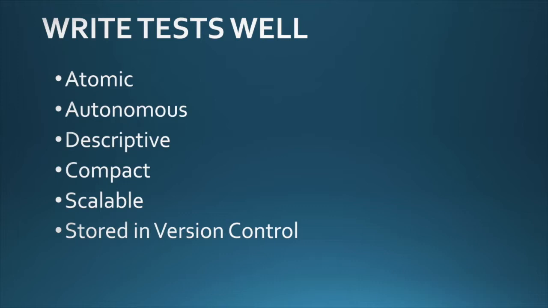Write tests well. This is a very important component while you design your automation tests. When I say write tests well, it means your tests should be atomic and autonomous. Individually they should work fine, and when integrated, they should still work after the integration as well. They should be descriptive enough. You should provide proper comments so that even if somebody else is working on your test, they are able to understand what exactly your test is doing.